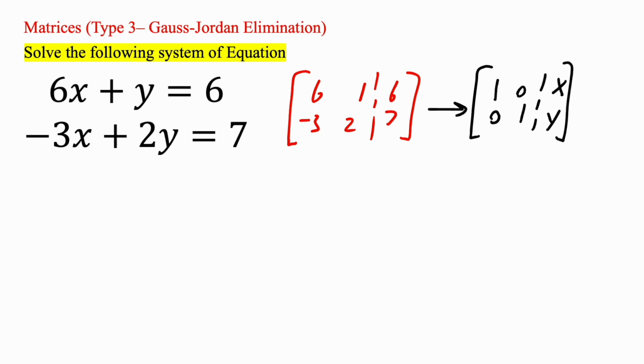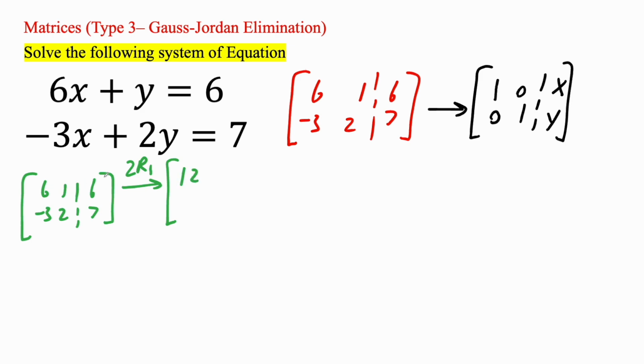And so it's kind of like a puzzle. I'm just going to copy this piece right now. 6, 1, negative 3, 2, dash, dash, dash, 6, 7. And what I'm going to go ahead and do is multiply this entire row by 2. So I'm going to call it 2 row 1. And in doing so, I get 6 times 2 is 12, 1 times 2 is 2, dash, dash, dash, 6 times 2 is 12. This row remains the same, negative 3, 2, 7.